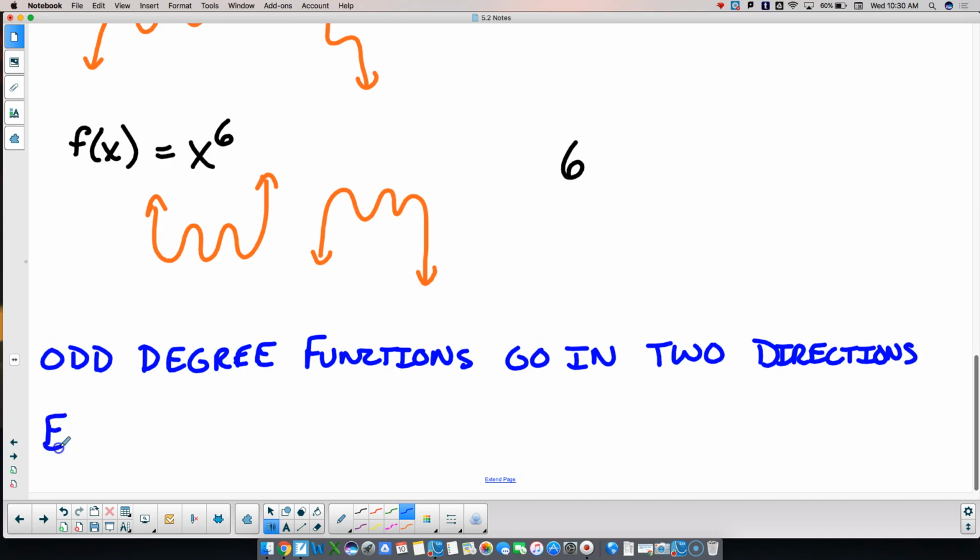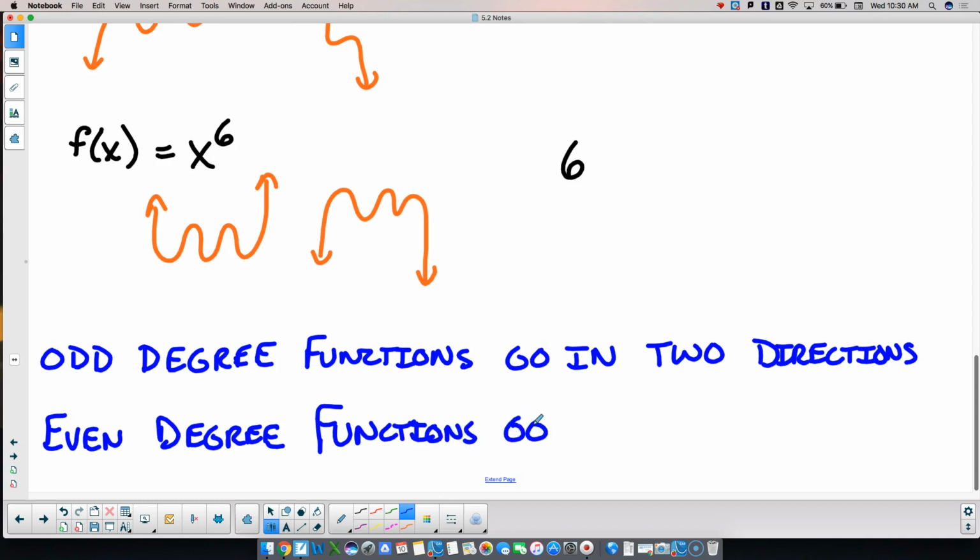Even degree functions go in how many directions? That's a bad G. It's like a 6. They go in the same direction, right? The left and the right side.